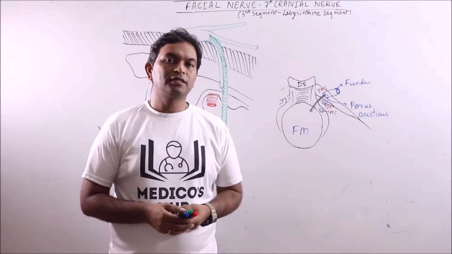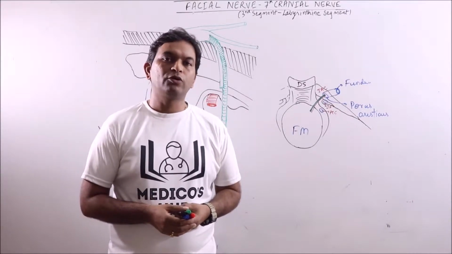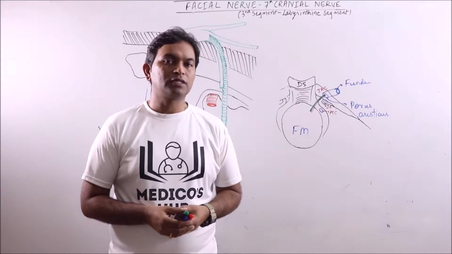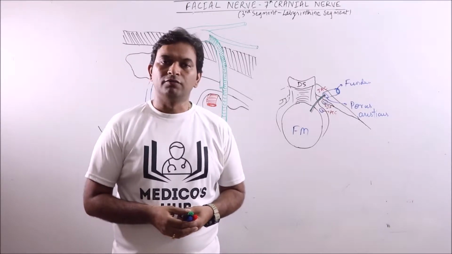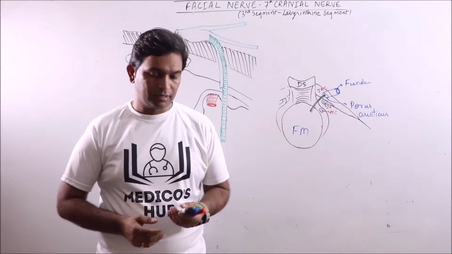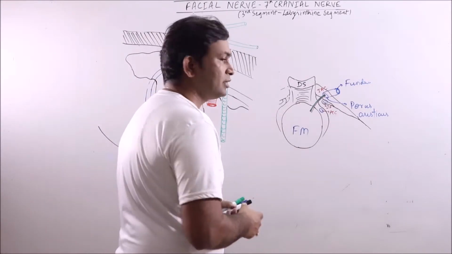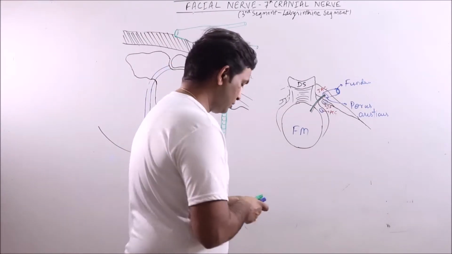This is my fourth lecture on the facial cranial nerve, and I am going to discuss the third segment of the facial cranial nerve, which is known as the labyrinthine segment. Now, where is the labyrinthine segment? Labyrinth means internal ear.